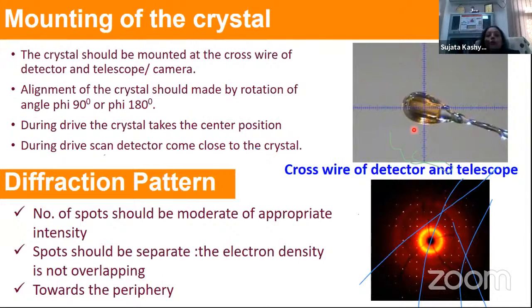If we see a moderate number of spots with appropriate intensity, this means that the crystal is good. The number of spots should not be too few or too many; a moderate number should be there, and those spots should have appropriate intensity. Along with that, these spots should not overlap with each other, otherwise it will suggest that there is an overlapping of electron density.